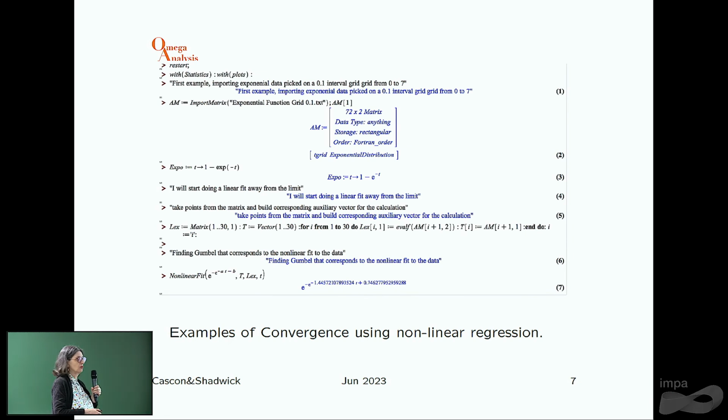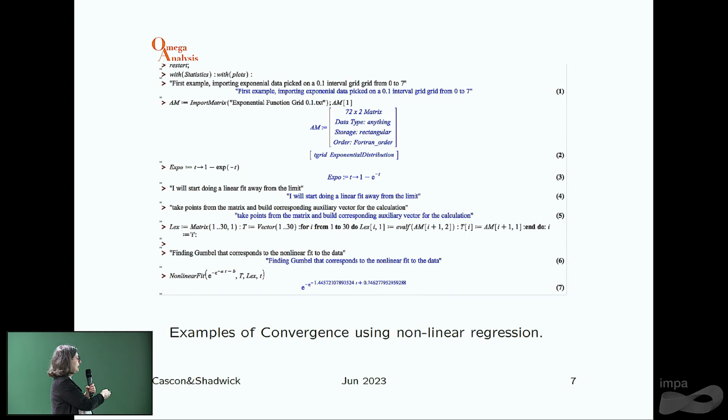Here I'm going to do some more examples using Maple, just in different ways, just to show you what you can do. First, I'm going to import some data in matrix form, which is the data from an exponential with a grid of 0.1. I extract the points from that matrix, which is the structure of the points, to find the Gumbel that corresponds. I just used nonlinear fit. So this is the Gumbel, with 0.1, 0.2, 0.3, and Lex is the matrix of data. And that's the result. That's the Gumbel distribution that best approaches the data.